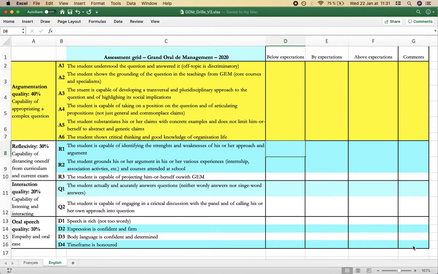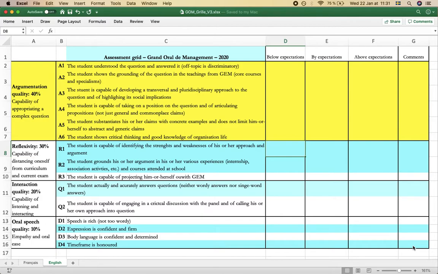The second item, you show the grounding of the question in the teaching from GEM, core courses, and specialisms. That is, although the question is a generalist question grounded in the news, it is important that you build upon what you have studied to answer it.